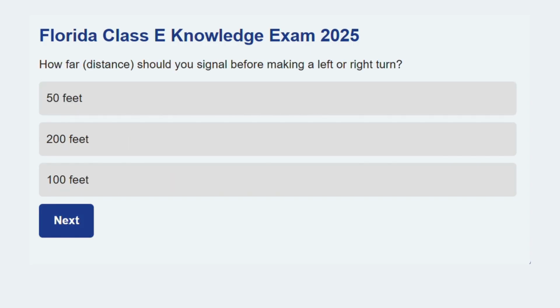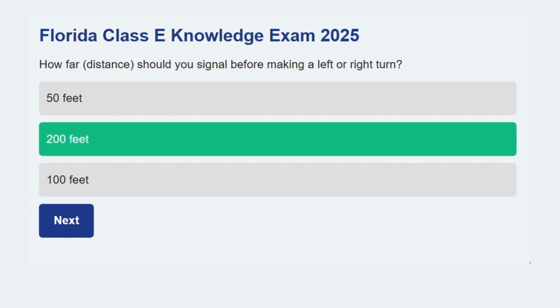Time for a new question. How far distance should you signal before making a left or right turn? 200 feet. Signaling 200 feet in advance gives other drivers enough time to react.